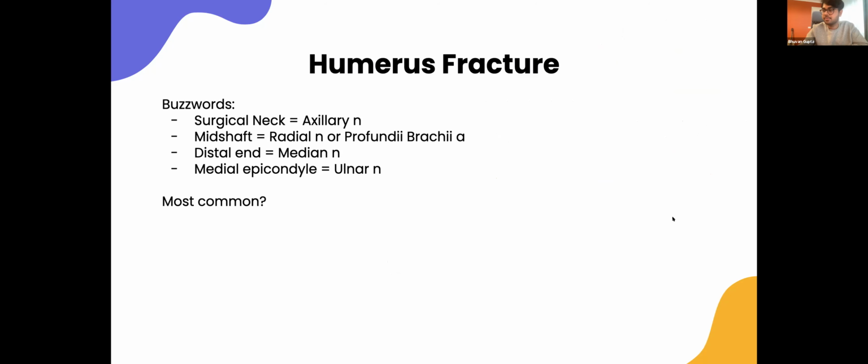Humerus fracture, mostly just buzzwords here. If we remember where the fracture is and what damage it might do, that will help us a lot. So surgical neck, axillary nerve, makes sense because our axillary nerve is around that area, supplying the deltoid, shoulder patch region. Midshaft, we already know. Distal end, that's going to be our median nerve because, as we saw, the median nerve comes through our cubital fossa. And the medial epicondyle is going to be our ulnar nerve because that's where it goes around the medial epicondyle. Which one of these is the most common?